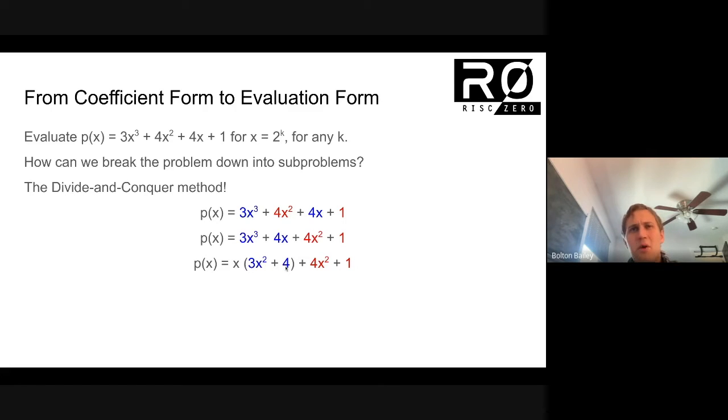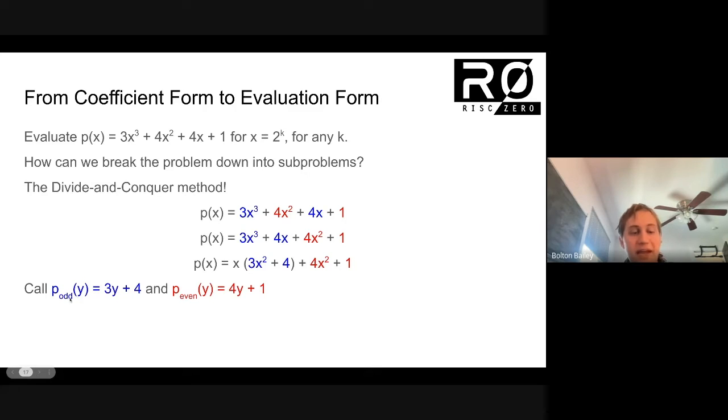And the blue polynomial has half the coefficients that the original polynomial did, and the red polynomial has half the coefficients. So this seems like it could be a good potential way of breaking down the problem. And so let me just define these new polynomials based on what we have here. I see that I have 3 and 4 as the coefficients to my blue polynomial.